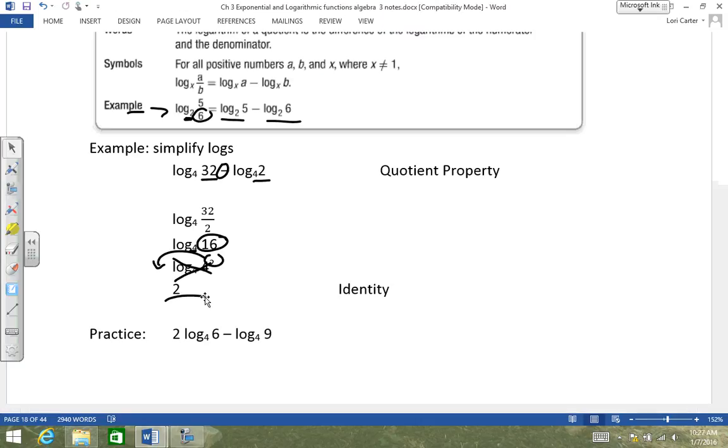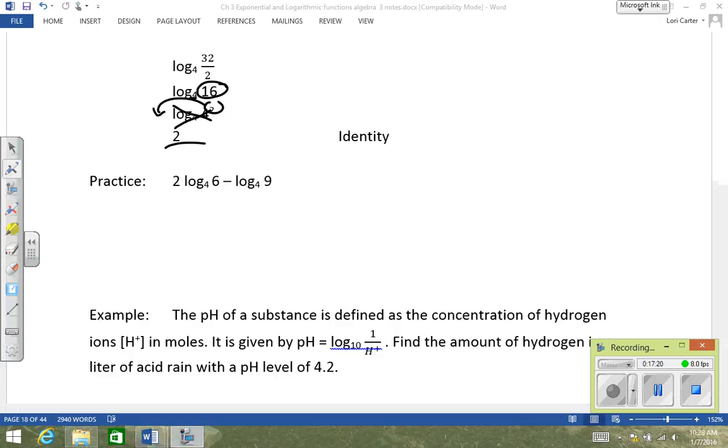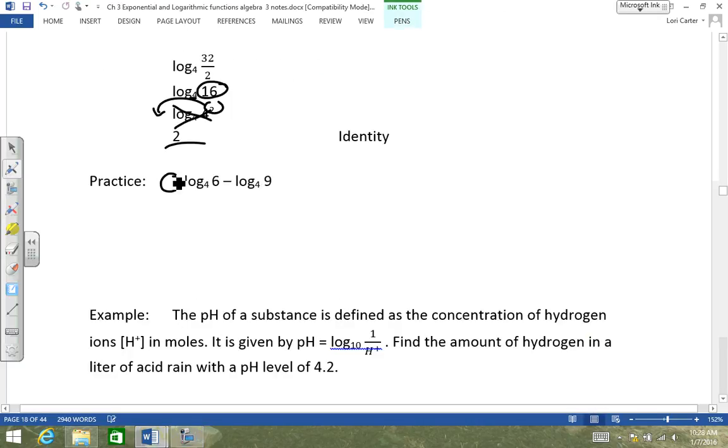That's the next one. All right, since Aaron told you, the 2 really belongs here. So this is log base 4. 36 over 9. Okay, I'm going to do it with 2 steps. Log base 4 of 36 minus log base 4 of 9.